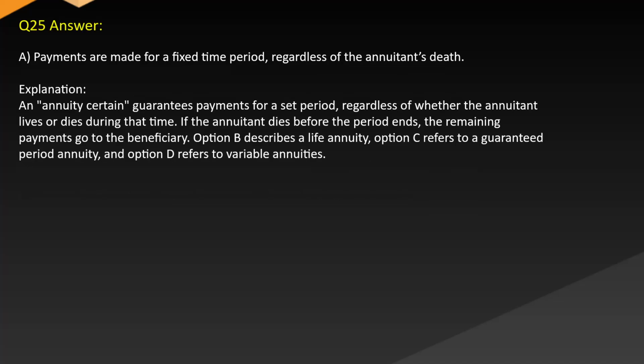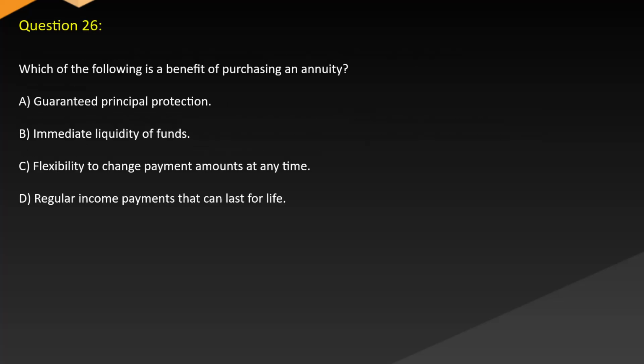Answer A. Payments are made for a fixed time period regardless of the annuitant's death. Explanation: an annuity certain guarantees payments for a set period regardless of whether the annuitant lives or dies during that time. If the annuitant dies before the period ends, the remaining payments go to the beneficiary. Option B describes a life annuity, option C refers to a guaranteed period annuity, and option D refers to variable annuities. Question 26. Which of the following is a benefit of purchasing an annuity?